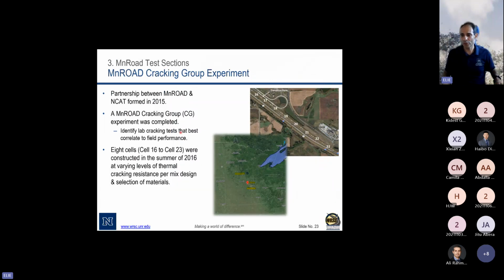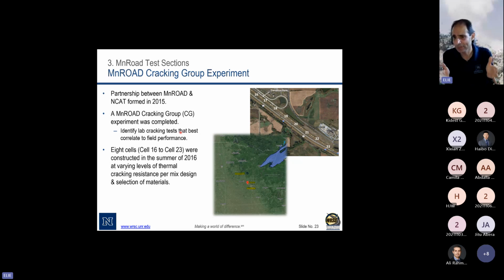With that being said, now I'm going to show you the relationship or validation, if you want, of that test. Because this is all good in the lab, I can capture all of this, but does it correlate to the field? Do I see some good correlations with my UTSST test results? So I have two separate experiments over here. The first one is from the MnROAD experiments.